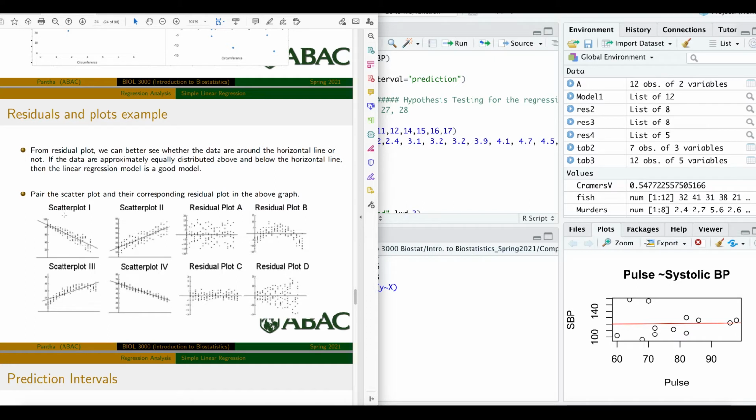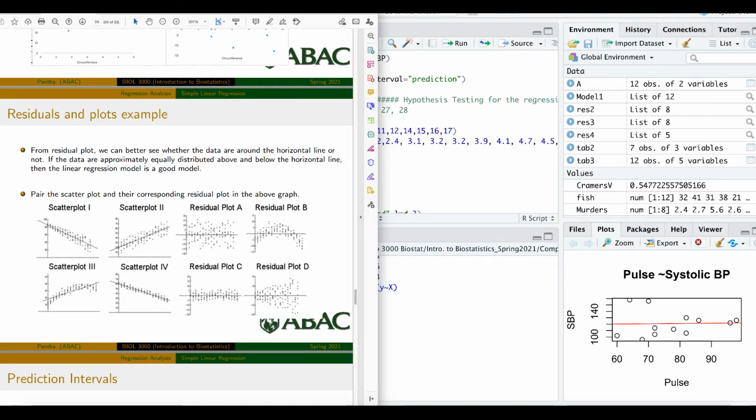Is residual plot A for scatter plot I, or II, or III, or IV, like that? What do you think? You see that in scatter plot I, on the left the dots are very close to the line, but whenever you go to the right, the dots are more scattered. Also, all the dots are close to that line, meaning that it is linear. But whenever you go to the right side, you will see more scatteredness, more spread of the dots. So which one do you think?